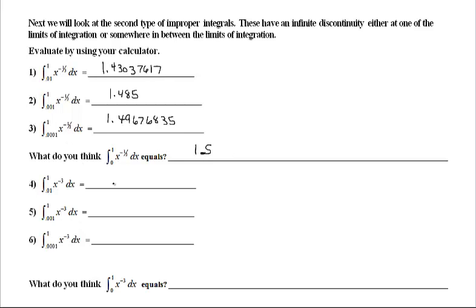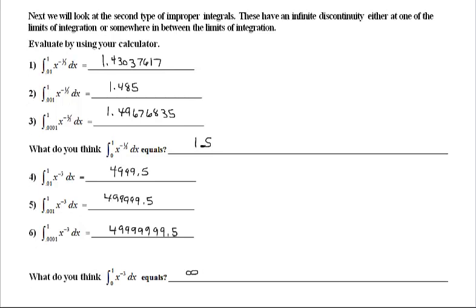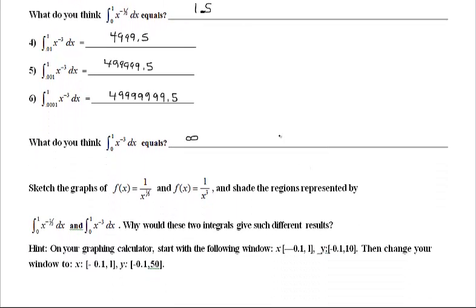All right, let's take a peek at what you guys got for the answers for these next 3 integrals. The numbers are certainly increasing. They're getting quite large, so I would say that the smaller this lower limit becomes, the closer to 0, where we have that vertical asymptote, I would think that the value of the integral is approaching infinity. And if the value of the integral is approaching infinity, then we're going to say that that integral diverges.